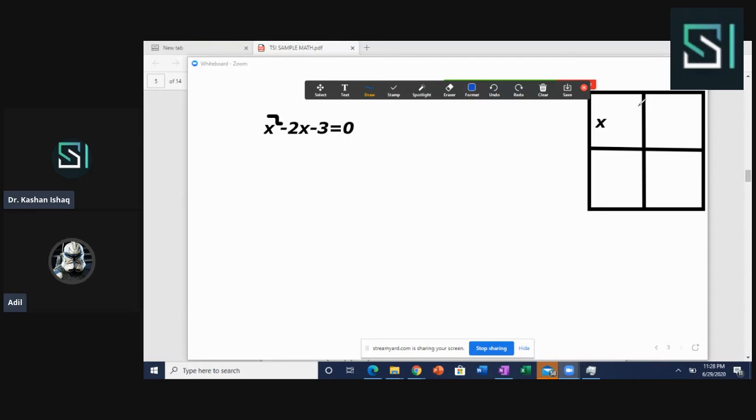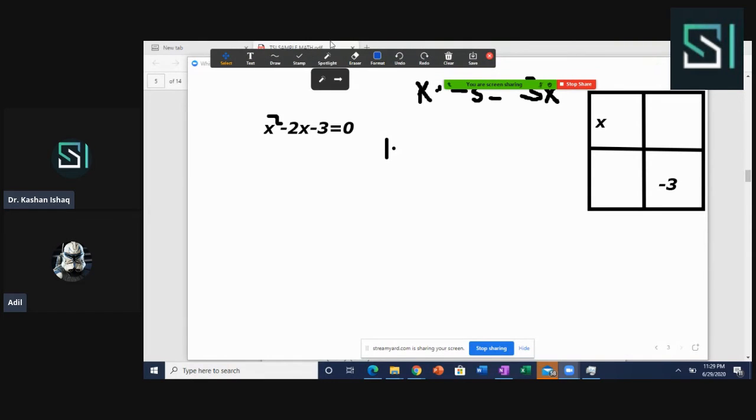It's going to be x and -3. Good. Remember A times C, right? And the factors of those. So what? Let me move this over to the top. Okay, so 1 times.